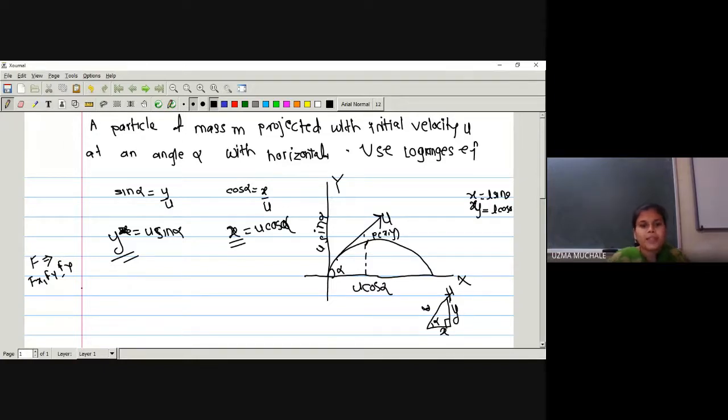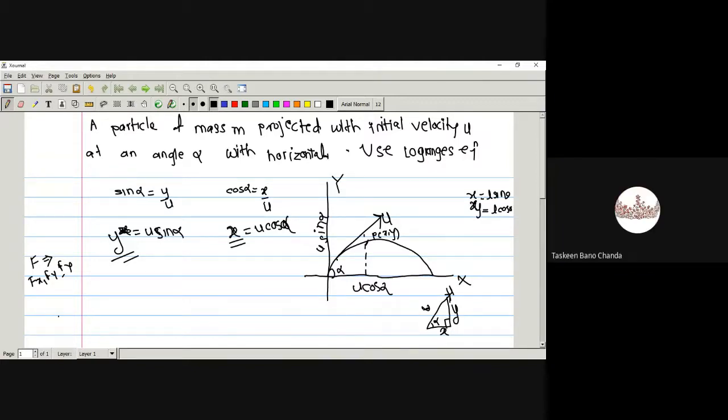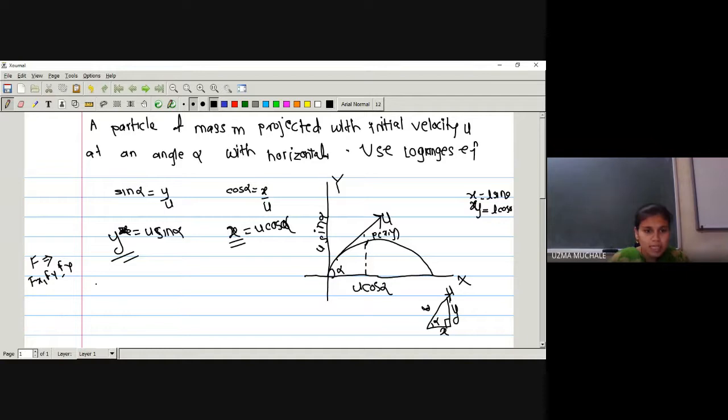Okay, have you understood this? Yes, ma'am. Okay, let me go for the next. What is the next step? Can anyone tell me what T is equal to? What is the value of T?